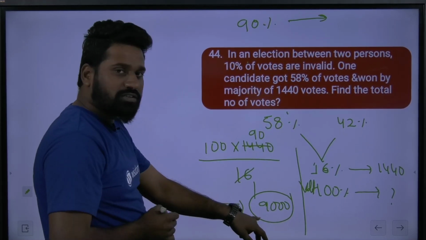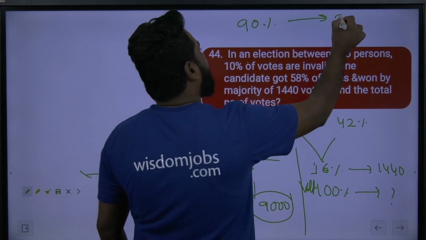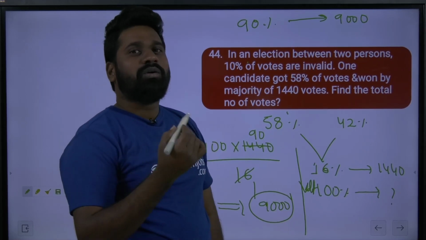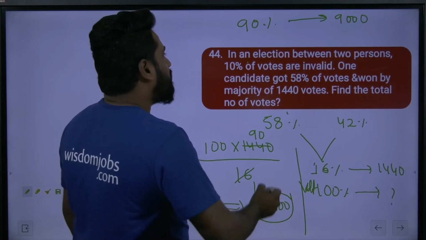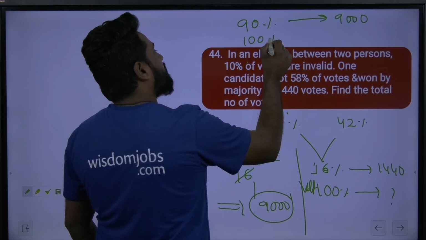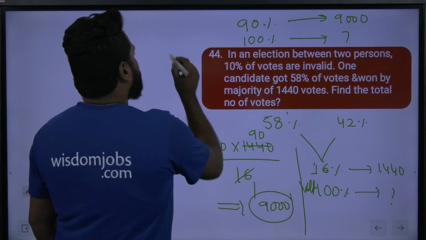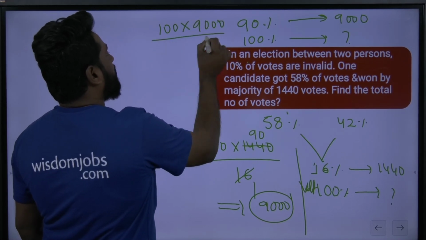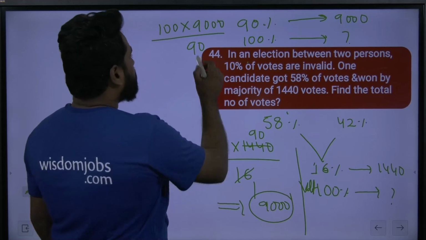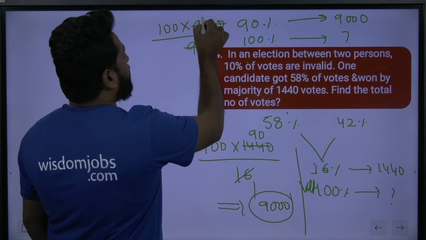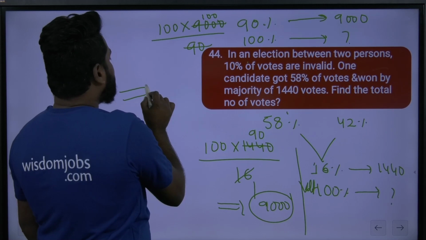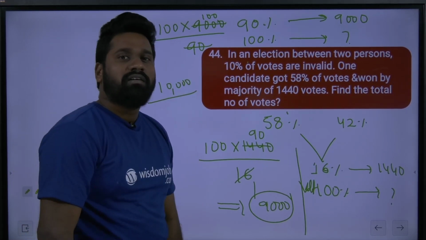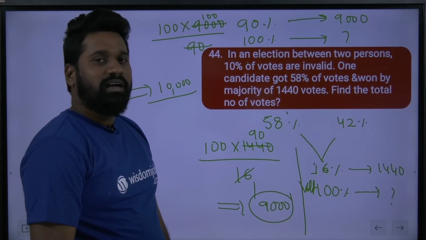Your valid votes, how much did you get? 9,000. So 90% indicates 9,000. Now you have to find the total number of votes polled. Total number of votes polled means again 100% you have to find. So it becomes 100 into 9,000 by 90. So 90 hundreds, our answer becomes 10,000. This is the total number of votes polled in the election.